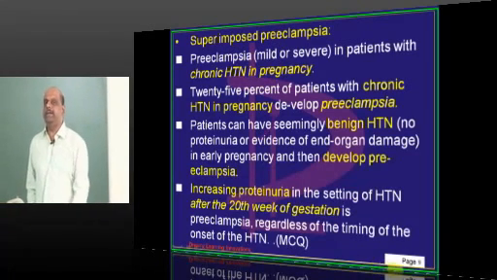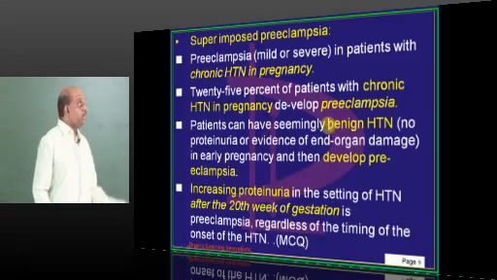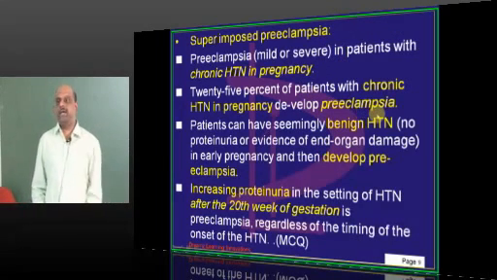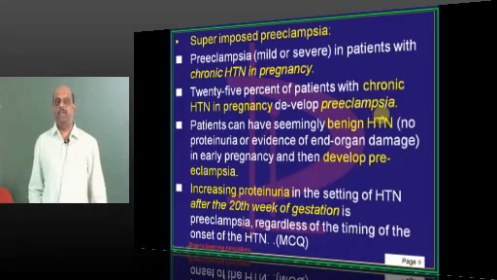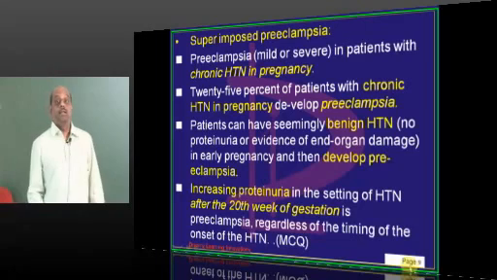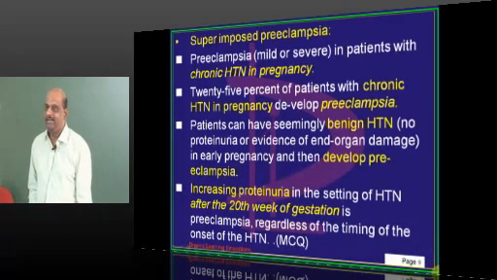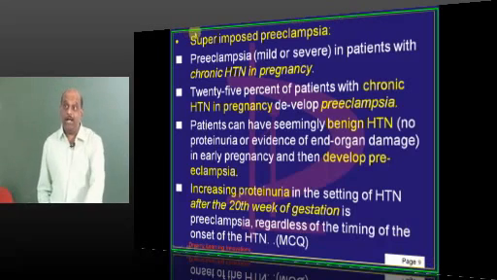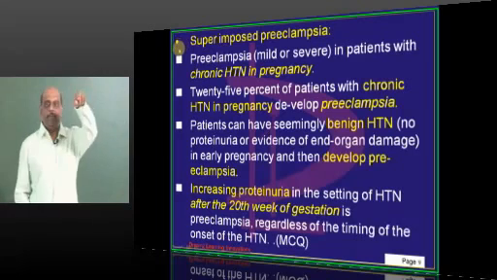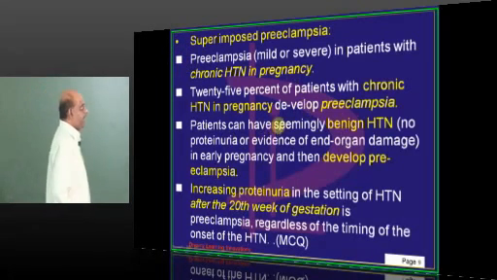Then the next important class of hypertension is superimposed preeclampsia. Suppose there is already a chronic hypertension, before the 20th week you found hypertension. And if it is a pre-existent hypertension, you don't expect proteinuria. But if proteinuria also develops in them, then what do you call it? Preeclampsia superimposed on the pre-existent hypertension. That's how you basically divide.